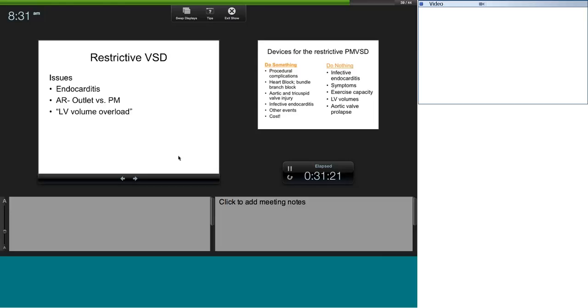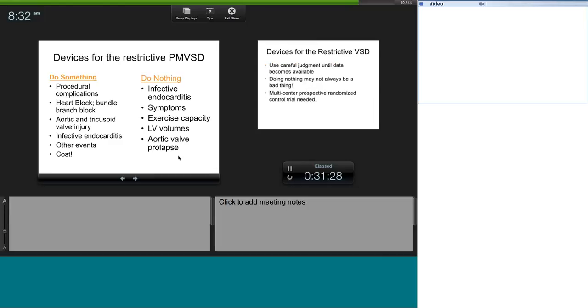So we have to understand that with restrictive VSDs, we have to think about balancing two situations. So it's do something or do nothing. And restrictive VSD closure is not as trivial as PDA closure. It has procedural complications. Heart blocks do occur. Incidence of heart block is anywhere between 1 to 3%, no matter what device you use. Incidence is particularly high in younger babies. We have to be careful.